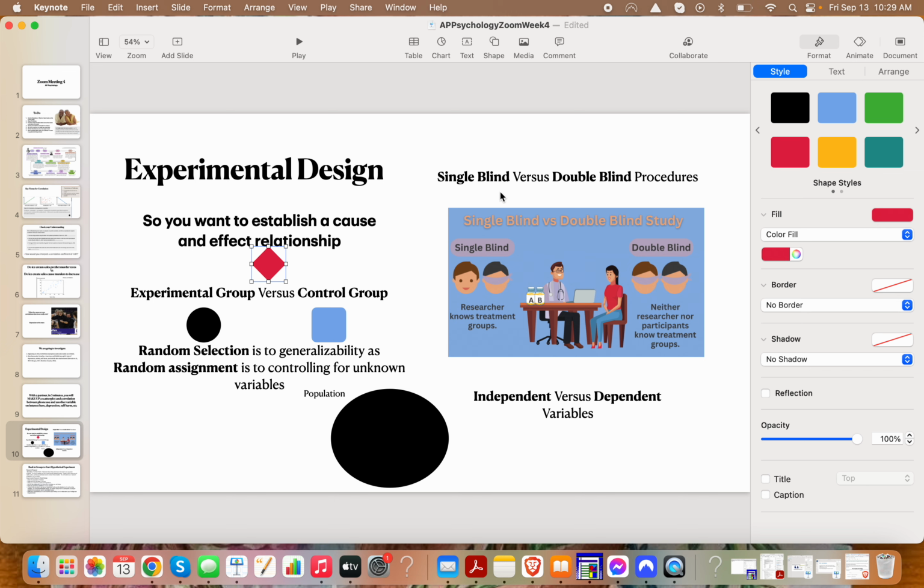All right, now, single blind versus double blind. In a single blind, the participant doesn't know what's happening. So the participant doesn't know if they're in the experimental group or the control group. Sorry, this is the participant, they're blind, but the doctor does, or the researcher, whoever's there, right? So I would know whether you were getting something or not.